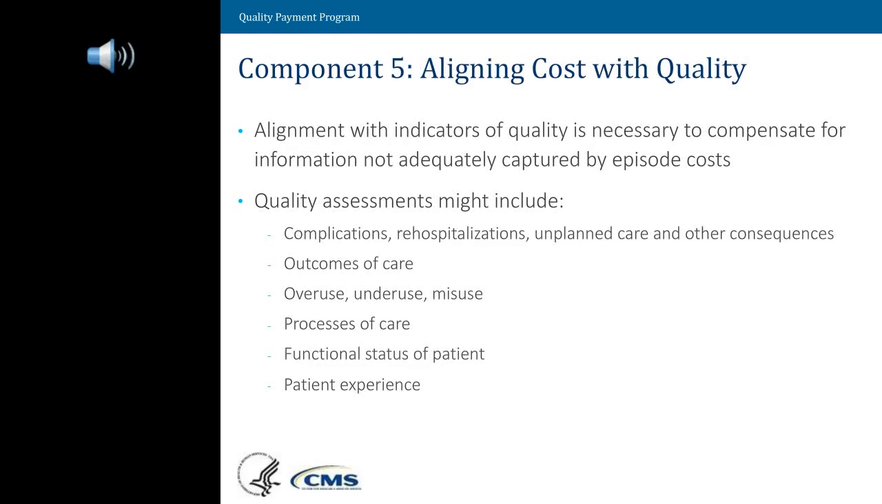The fifth component of cost measures is aligning cost with quality. Alignment with indicators of quality is necessary to compensate for information not adequately captured by episode costs. Quality assessments might include the following: complications, rehospitalizations, unplanned care and other consequences, outcomes of care, overuse, underuse, misuse, processes of care, the functional status of the patient, and the patient's experience.